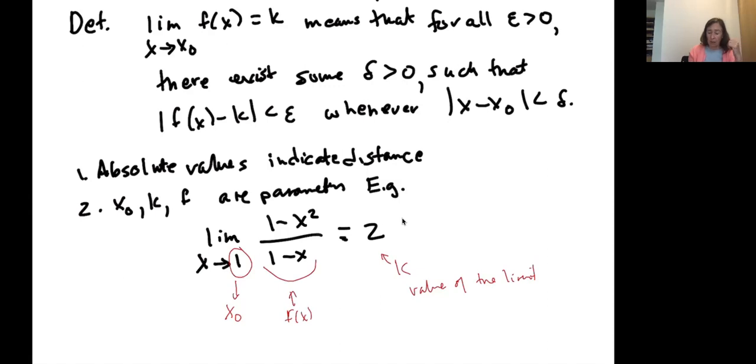So really, the only thing that's a variable here is x. x is the thing that is moving. It's getting as close as possible to 1 in this context, x0 in the more general one. So this is the real variable here.